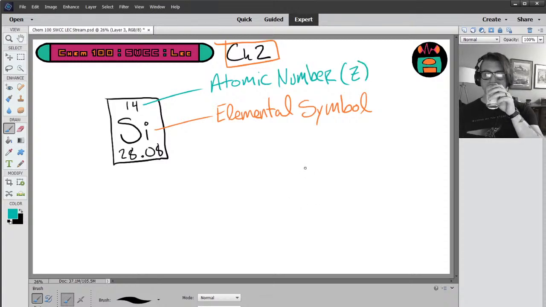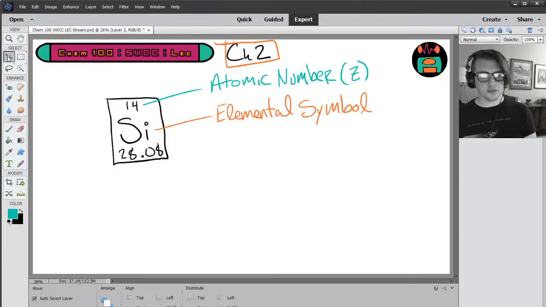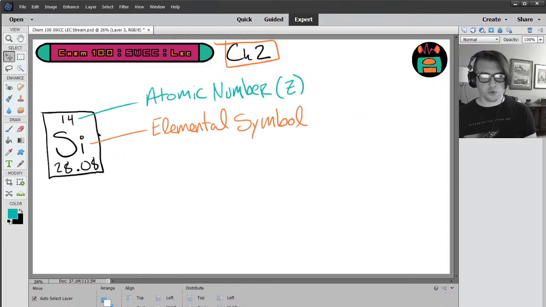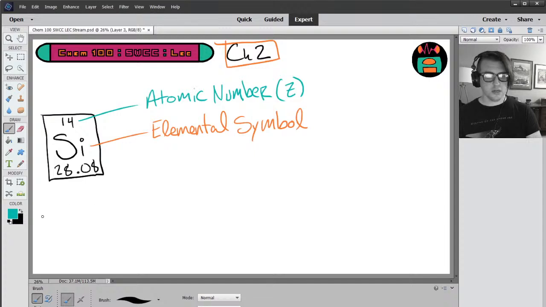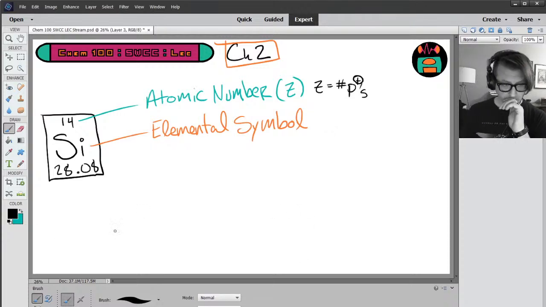All right, and the atomic number, actually I'm going to scoot this over just to give myself a little more room to breathe here. Something you should know about the atomic number is that the atomic number equals the number of protons that an element has. So that number up above is the number of protons in the nucleus.